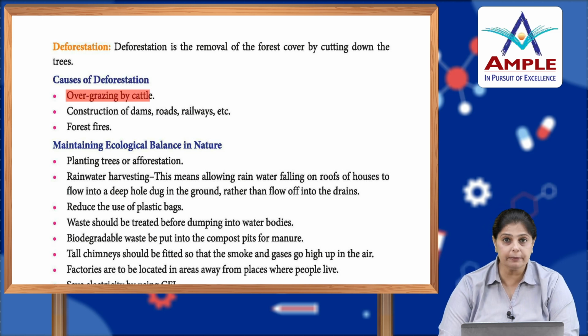So now, what are the causes of deforestation? One, overgrazing by cattle. If the cattle keep on grazing in a particular area, very soon that area will get barren and it will not be fit for cultivation, and that is the reason why it will be of no use. Then, construction of dams, roads, railways, etc. And forest fires. These are certain reasons for deforestation.